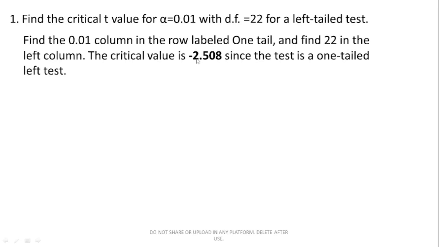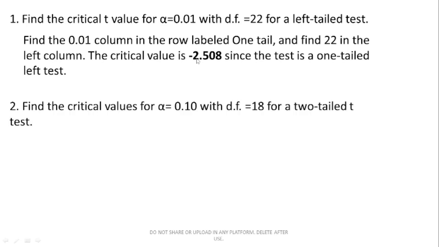If the t-value we calculate is in the rejection region, then we will reject the null hypothesis. But if the t-value we calculate is in the acceptance region, then we will accept the null hypothesis. We interpret this the same way.